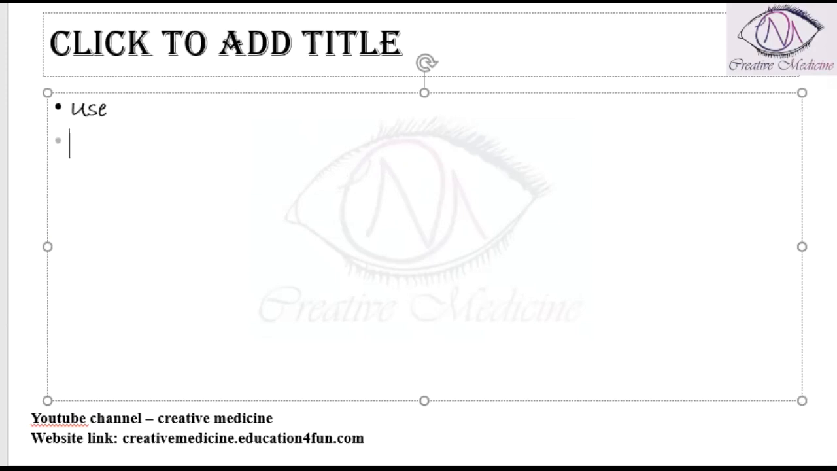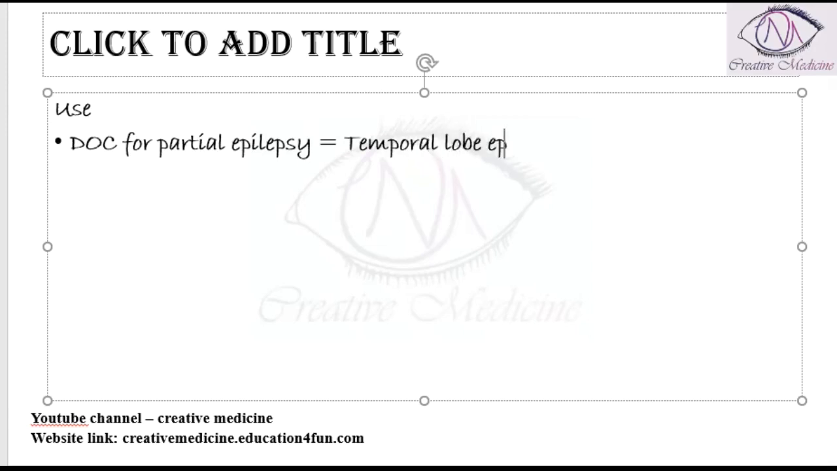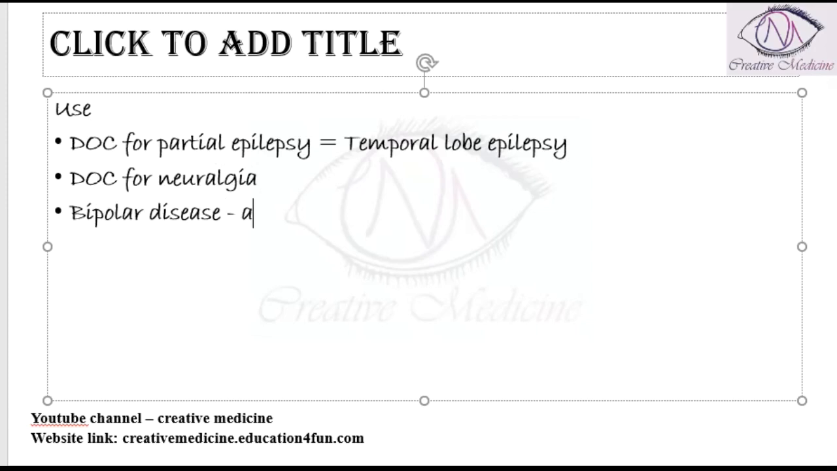Then the uses of carbamazepine. Carbamazepine is used as the drug of choice for partial epilepsy, and that too for temporal lobe epilepsy. It is also used as a drug of choice for all neuralgias. Neuralgias of all types we can use carbamazepine. Carbamazepine is also used in bipolar disease, mainly as an adjunct.